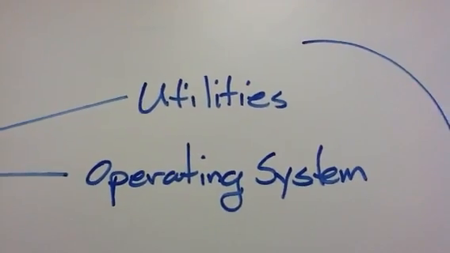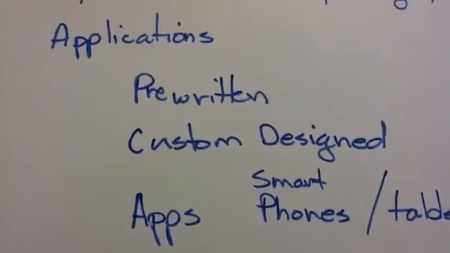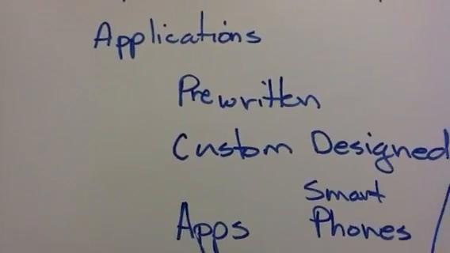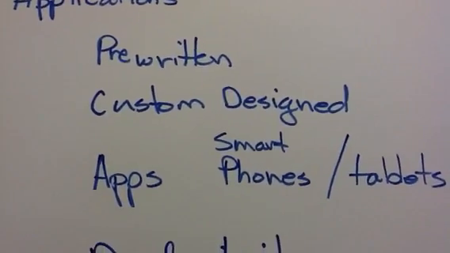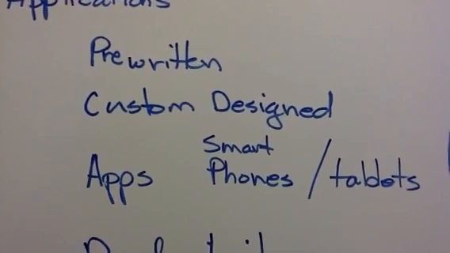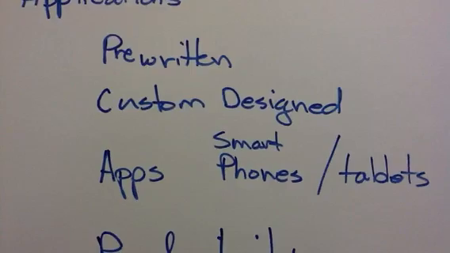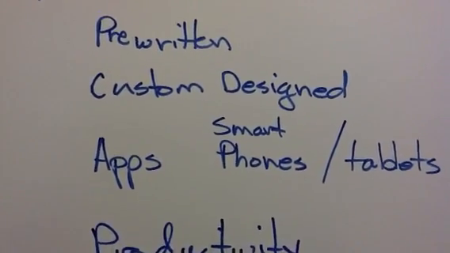System software, we talked a little bit about utilities and operating system. Then we went into all these different general categories of applications. Pre-written software you can buy to do a particular thing. I used some examples like Quicken, TurboTax, some software that you buy to do a specific task.